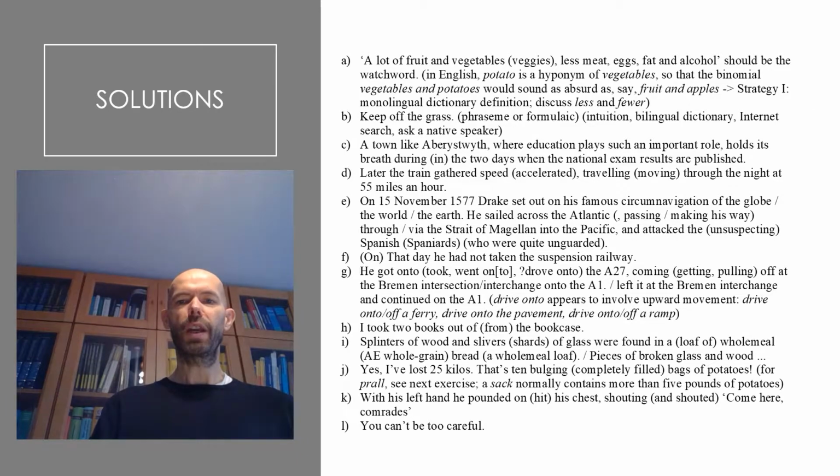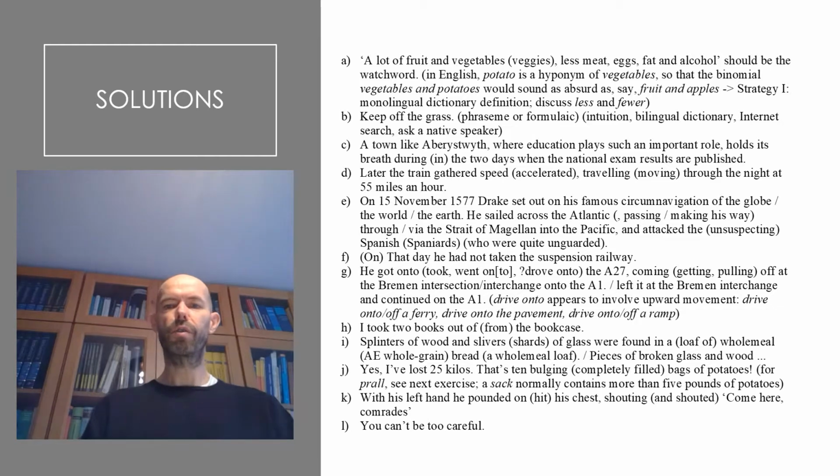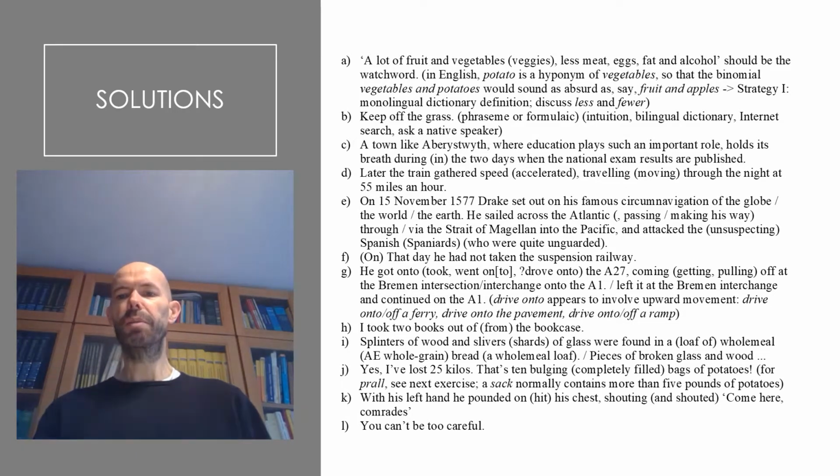In the next sentence we have a word combination with motorway. With a motorway, the simplest way of rendering this is to get onto a motorway. So he got onto the A27 and came off again, coming up again at the Bremen intersection or Bremen interchange onto the A1. You could also say he took the motorway, very common word combination, or he went onto the motorway. Drive onto the motorway is perhaps a little bit too specific in this case because it's not so much about the action of driving, it's simply about this person using a particular route.